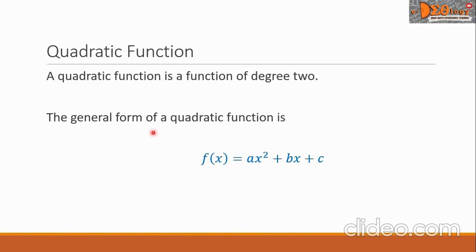The general form of a quadratic function is f(x) = ax² + bx + c, where a, b, and c are real numbers and a is not equal to 0. By the way, when we say degree 2, the highest power that we can see in the function is square.